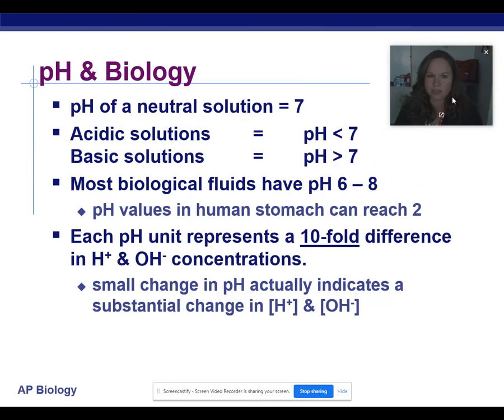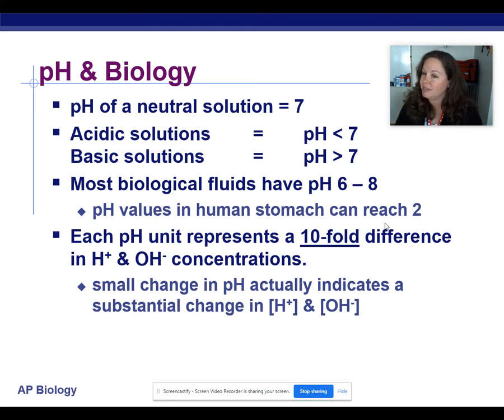So acidic solutions are less than 7. Basic solutions are greater than 7. We want most biological fluids between 6 to 8, though some places that are closed off, like the stomach, could reach outside that. And there's a part of your intestine that's kind of basic, but that's closed off, so that's okay. Each pH unit is a 10-fold difference in hydrogen ion concentrations.